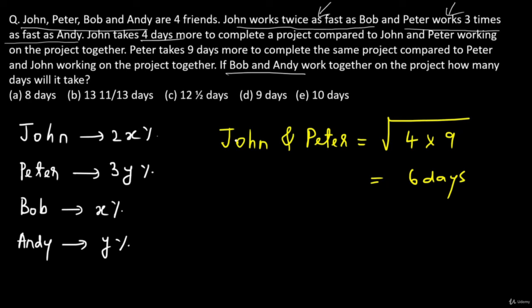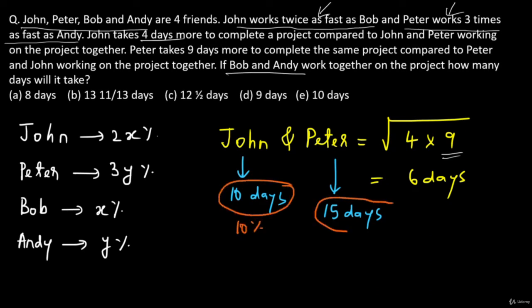And it's given that John takes 4 days more. So John takes 6 plus 4, that is 10 days to do the work by himself, and Peter would take 9 days more. So 6 plus 9 is 15 days. So Peter needs 15 days to complete the job by himself. Alright, now John needs 10 days. Therefore, in 1 day he does 10%, that is 1 by 10 of the work, and Peter does 1 by 15, that is 6.67% of the work, right?